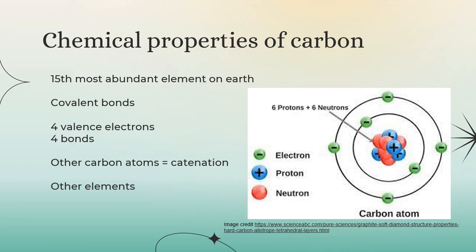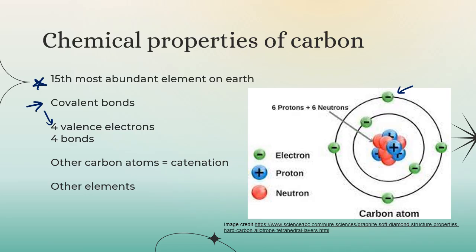Carbon is an essential element for biochemistry and organic chemistry. The 15th most abundant element on Earth. It's really good at making covalent bonds. Covalent bonds are bonds in which electrons are being shared between atoms. Carbon's really good at making covalent bonds because it has 4 valence electrons. Remember that valence electrons are the electrons in the outermost energy level of the atom.